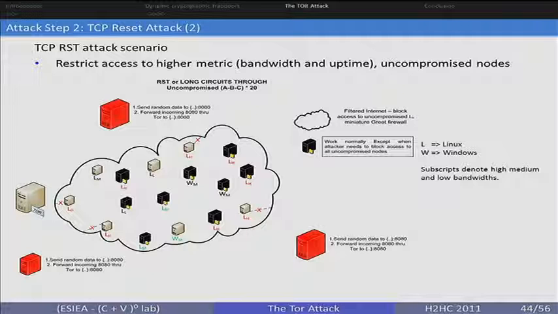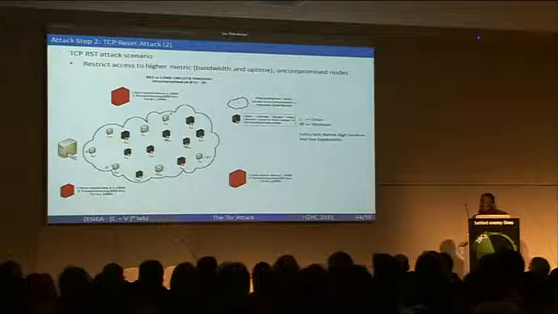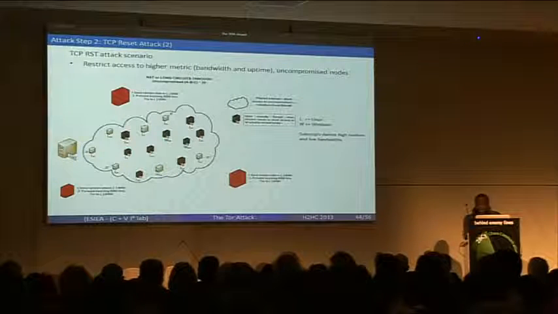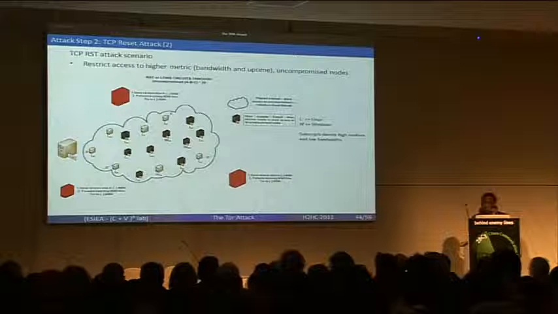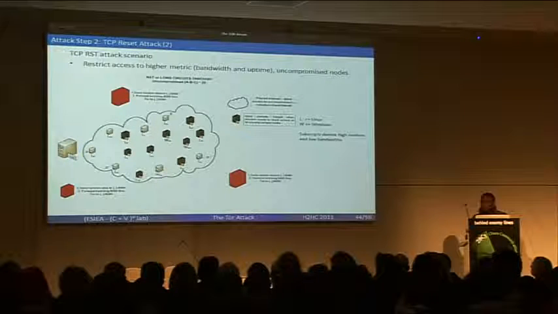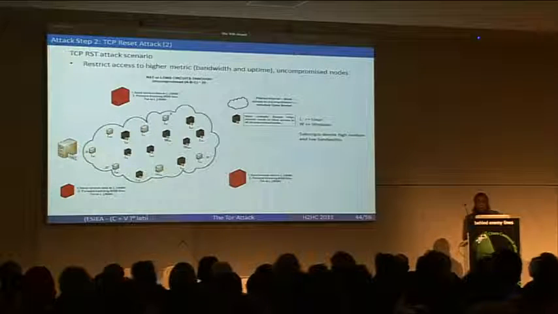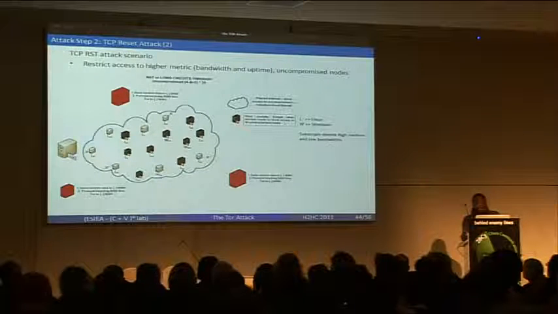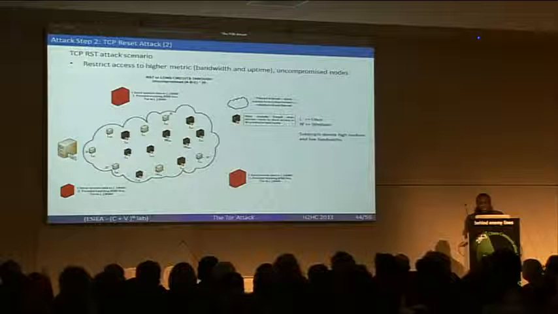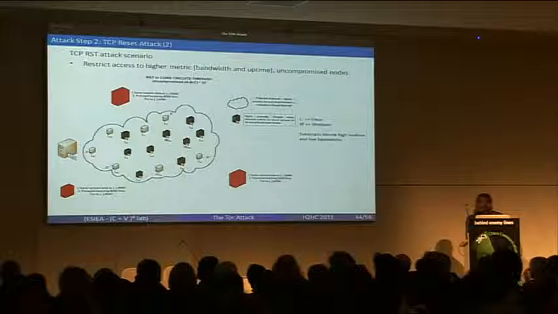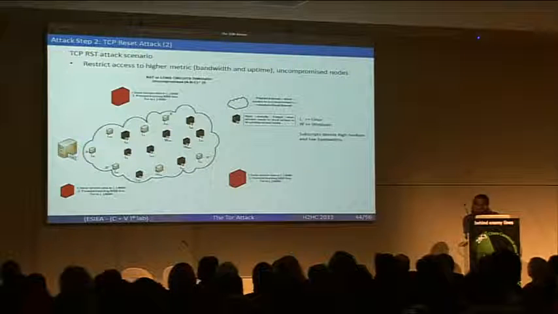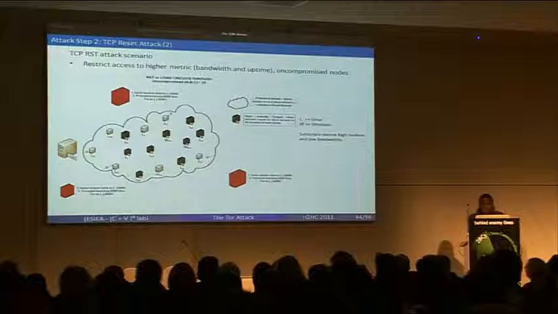Alternatively, you may not need to block access to all the nodes, but just the ones with higher bandwidth or higher metrics than the ones you have on the network. You might have some nodes on the network already that have high bandwidth or high uptime. Uptime is not really a problem. You just need to leave your nodes connected until you need it to work. But the bandwidth might be the question, because you need more nodes with bandwidth. And then the attack continues the same way.